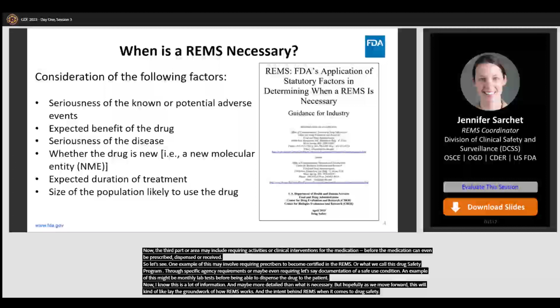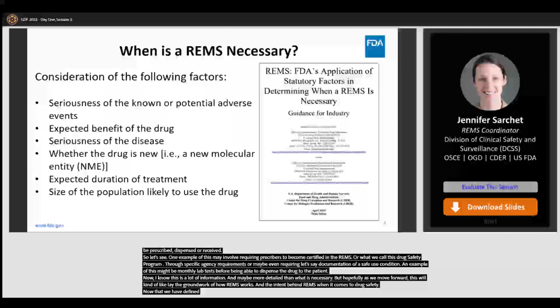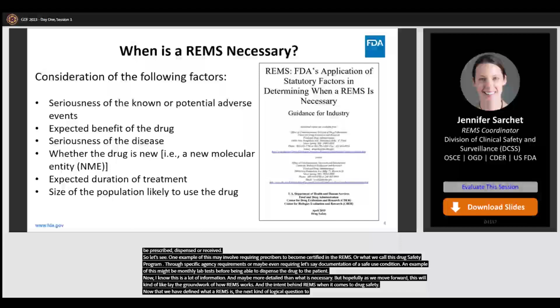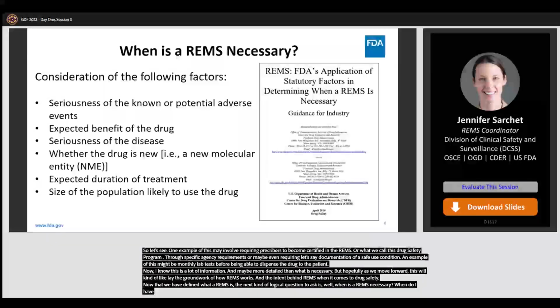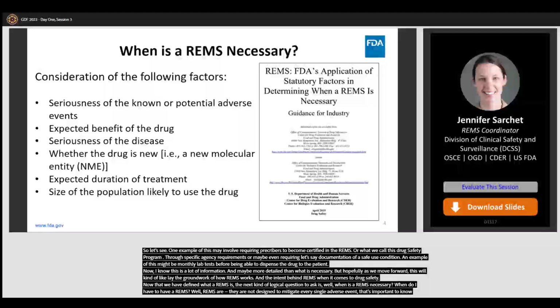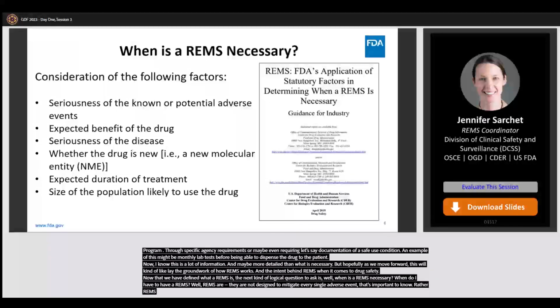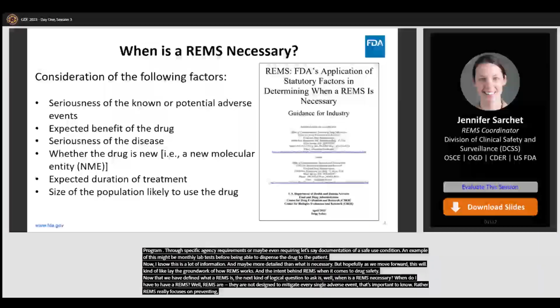Now that we have defined what a REMS is, the next logical question to ask is, when is a REMS necessary? When do I have to have a REMS? Well, REMS are not designed to mitigate every single adverse event, so that's important to know. Rather, REMS really focuses on preventing, monitoring, and managing a specific risk. So you may ask, how is this done?